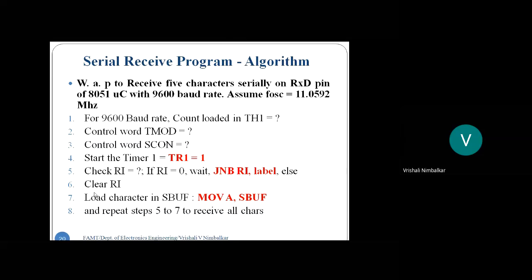The RI flag being 1 indicates the reception is completed. The microcontroller has received the character. Now where has the character been received? The character received is in the SBUF register. So when the reception is completed, we should read the SBUF register, and we will store the character in the accumulator. We do this with the help of the instruction MOV A, SBUF.